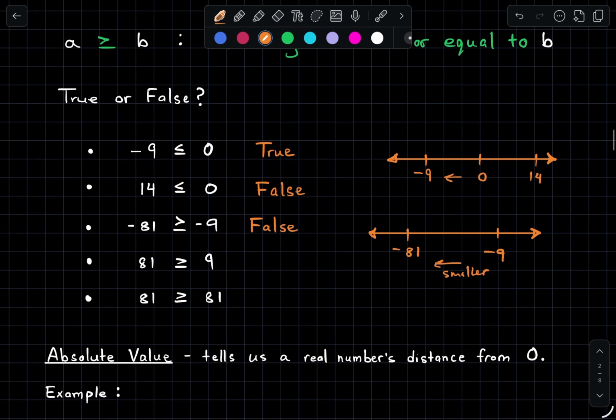So that's false. Is 89 greater than or equal to 9? Yes, of course, that's true. 89 is more than 9. Sorry, 81 is more than 9.